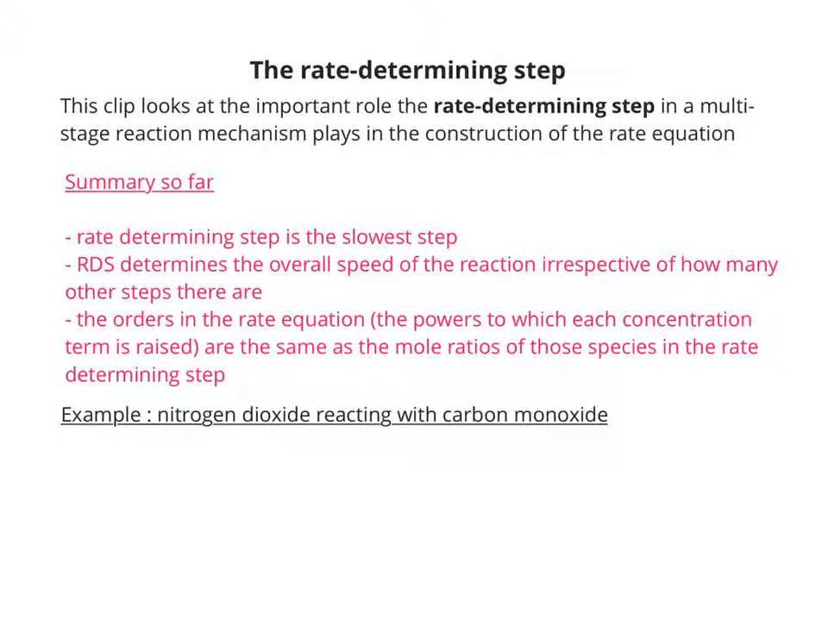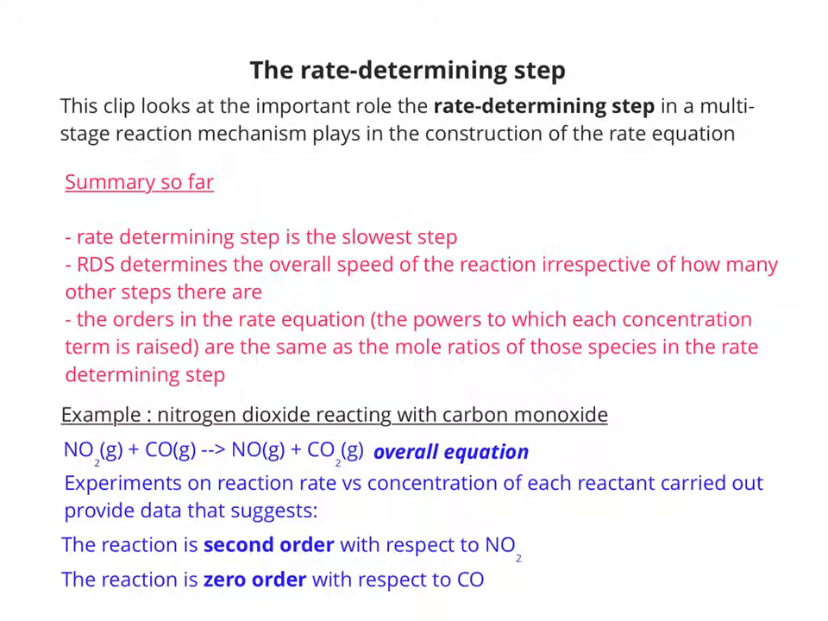So we can look at an example, nitrogen dioxide reacting with carbon monoxide. We can put in the overall equation, and we can take experiments changing the concentration of each reactant and the effect on the reaction rate, which gives initial rate data that suggests the reaction is second order with respect to nitrogen dioxide and zero order with respect to carbon monoxide.